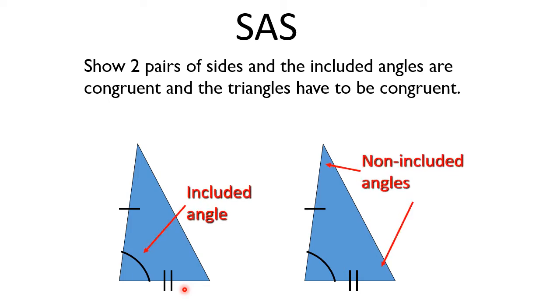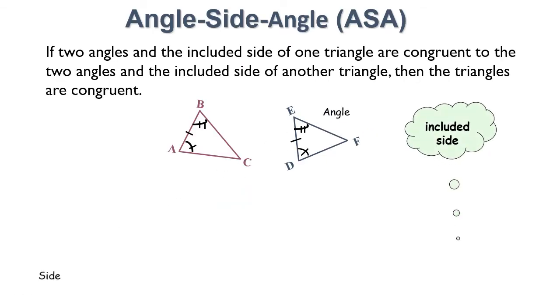Included angle, the ones outside, the two here, are the non-included angles. Okay, let's move on. Now, on the other hand, we have this ASA. Now, in SAS, the angle must be included. Here, the side must be included. Two angles must share a common side, just like this one. Side AB is a common side of angle A and angle B. So, if that would be the case, the two triangles are congruent by ASA.